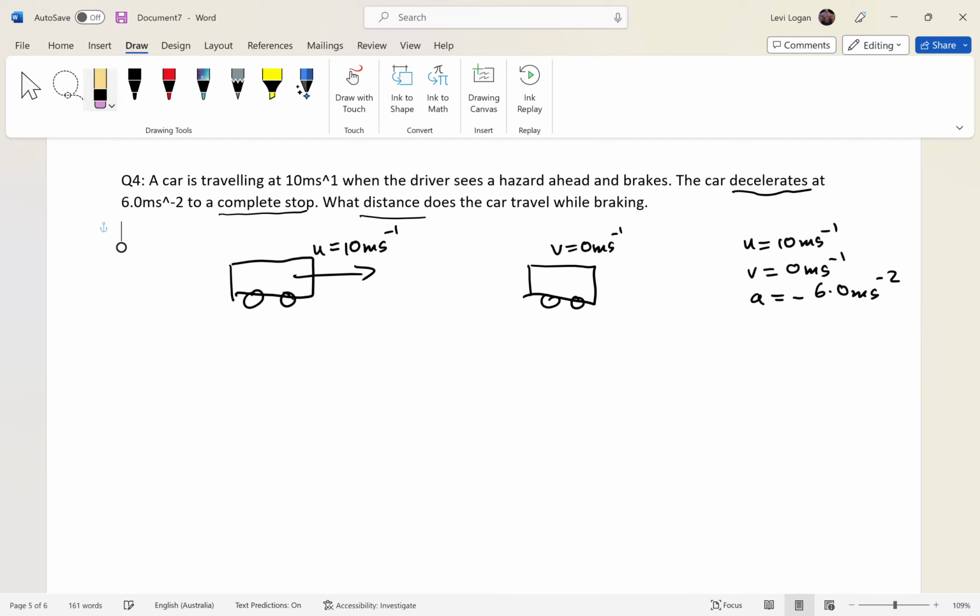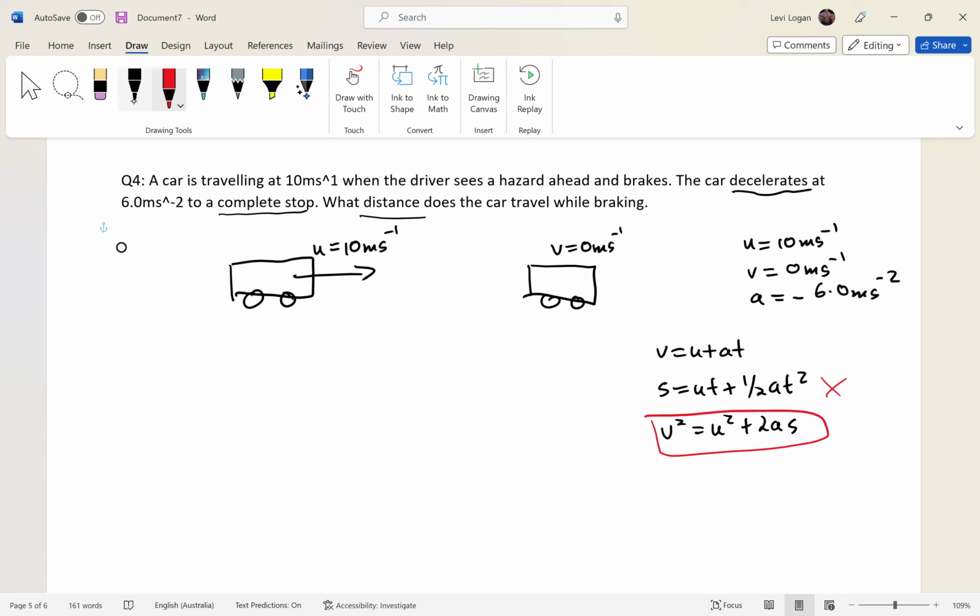Alright, we have 3 of those, so let's write our equations. We have v equals u plus at. We also have s equals ut plus a half at squared. We also have v squared equals u squared plus 2as. We have u, so we can use any of these equations. We have v, so we can't use this equation here. And we have s, but we want to find distance, so we're using this equation here.